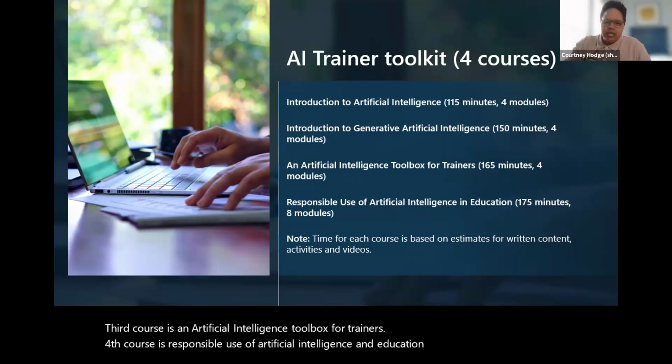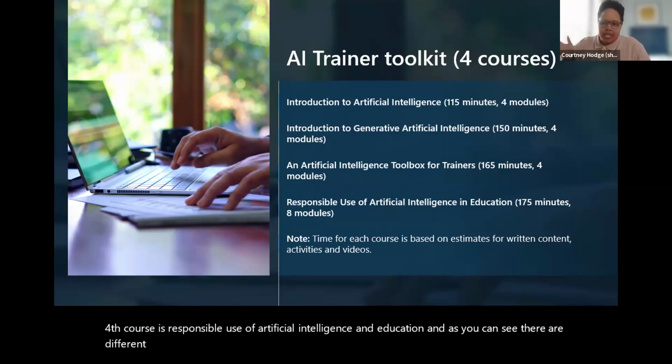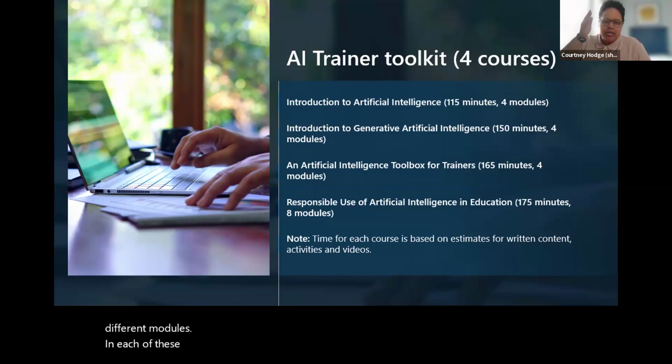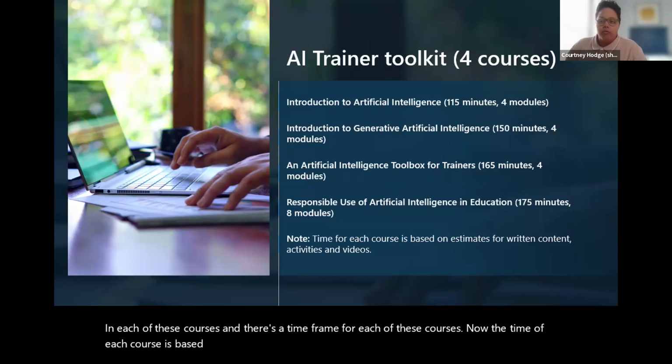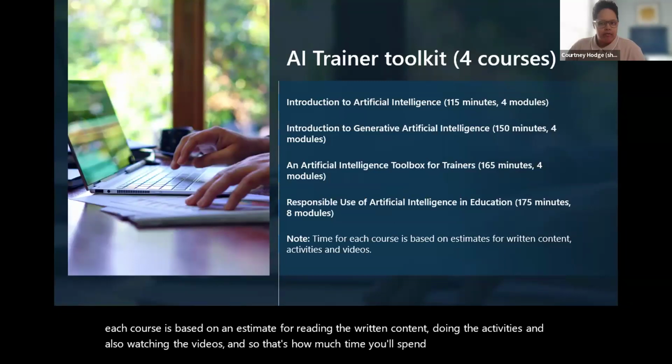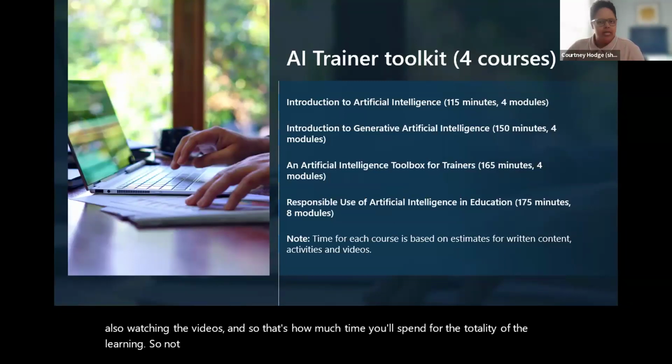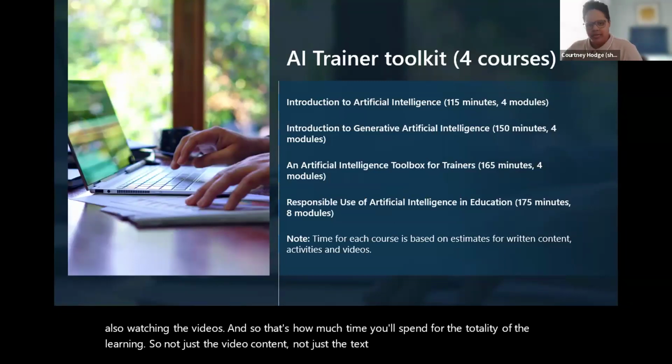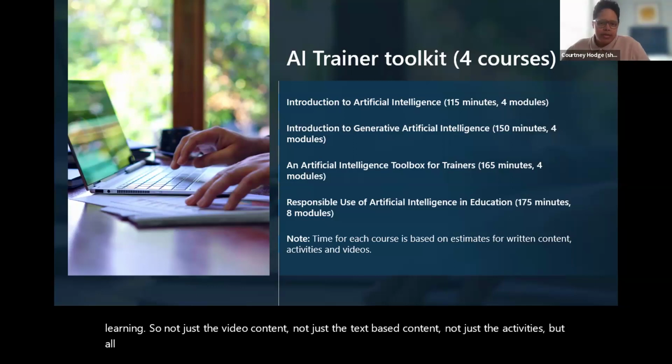And as you can see, there are different modules in each of these courses, and there's a time frame for each of these courses. Now, the time of each course is based on an estimate for reading the written content, doing the activities, and also watching the videos. And so that's how much time you'll spend for the totality of the learning. So not just the video content, not just the text-based content, not just the activities, but all of it together. Are there any questions so far?